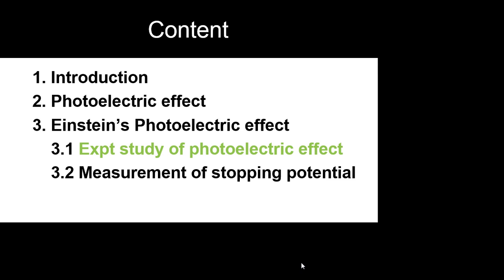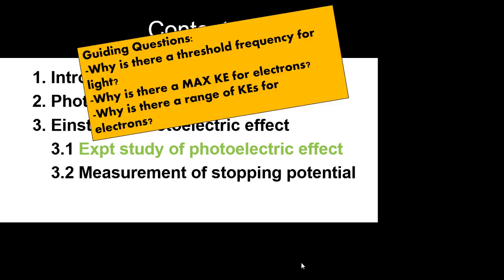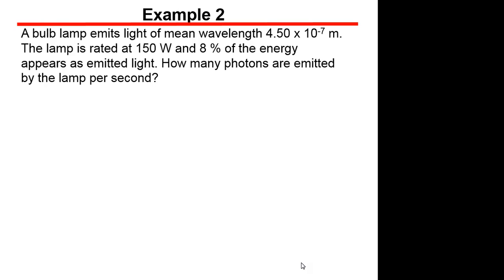So today we are going to continue with that and look at some examples. Example number 2. A light bulb emits light of mean wavelength. So this is the wavelength. The light bulb is rated at 150 watts and 8% of the energy appears as light. How many photons are emitted by the lamp per second? Think about how you try to solve this question, don't just read the answers.